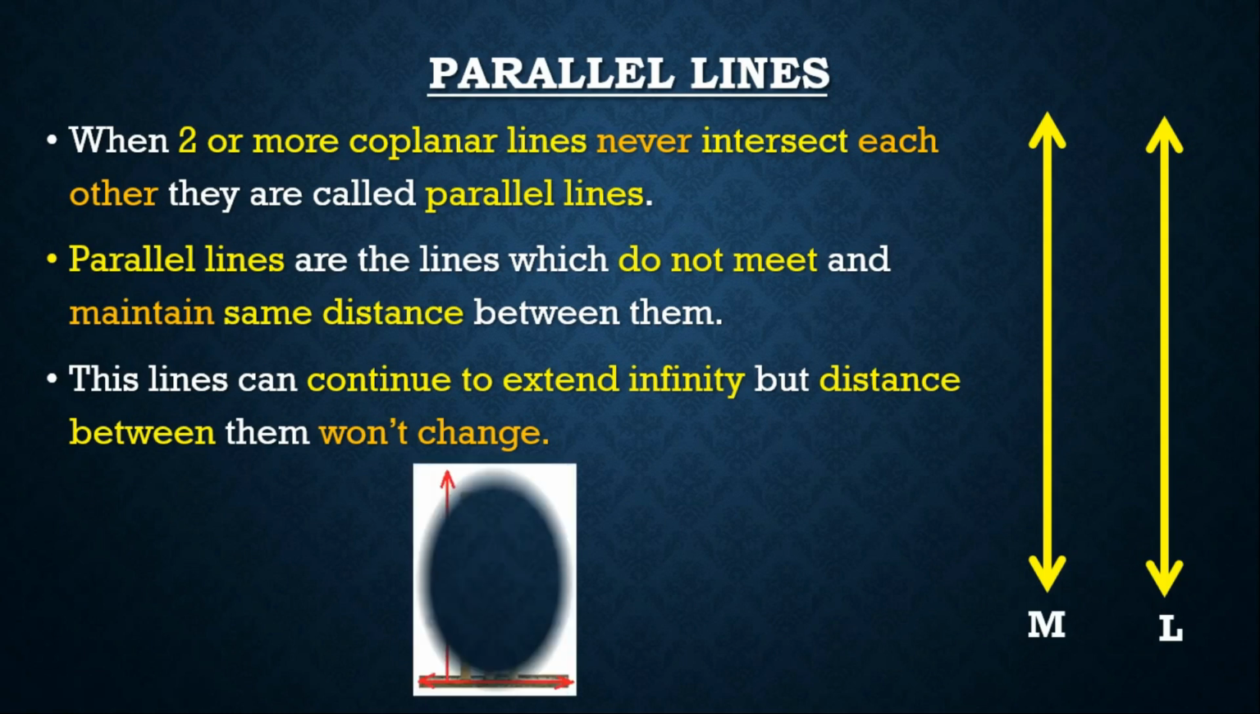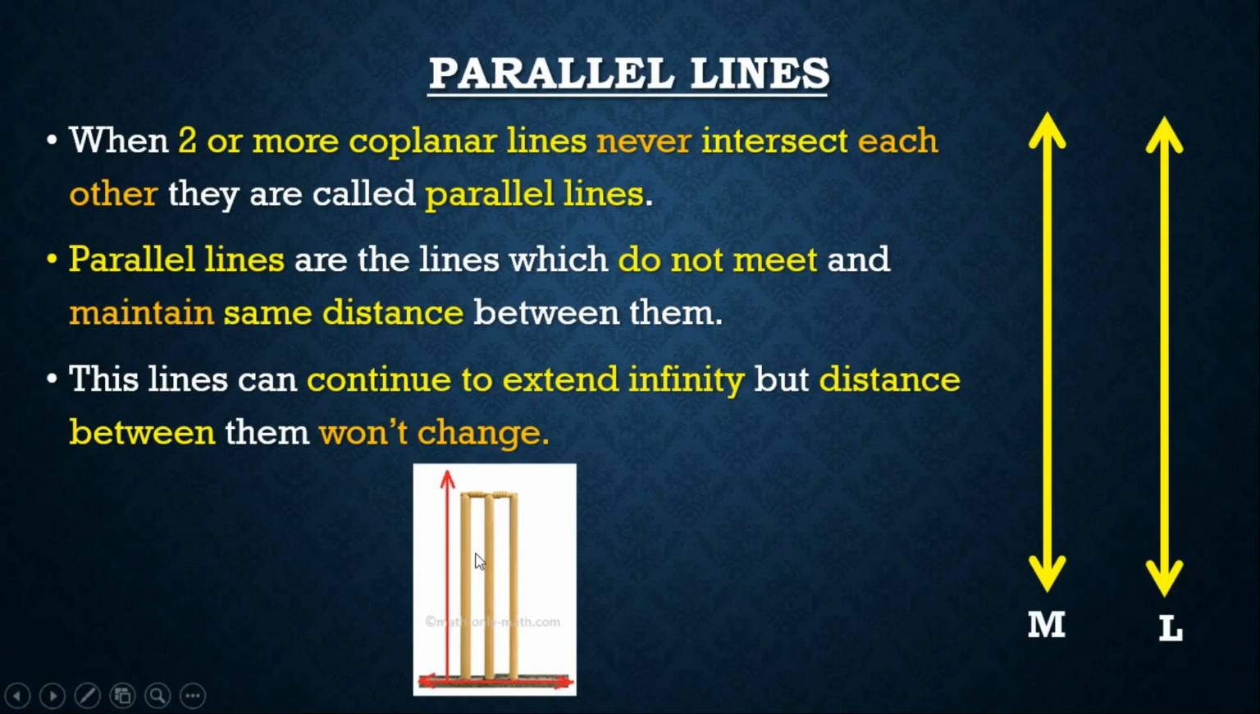These are the cricket wickets, right? So wicket 1, wicket 2 and wicket 3. These are parallel lines. These are put in parallel lines, right? So the distance between these two wickets is always equal, and the distance between these two wickets is always equal. So these three wickets are parallel lines. This is one of the examples of parallel lines. I hope you got the concept of parallel lines.